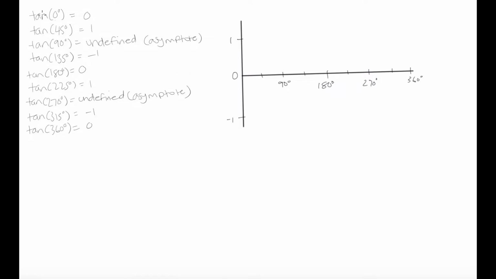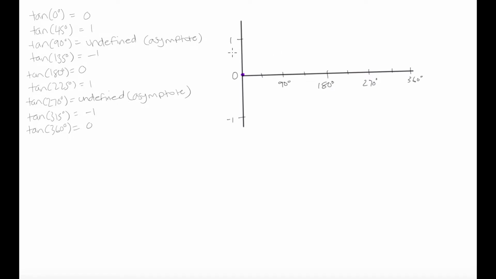So we know that tan of 0 degrees over here is 0. So we're going to have 0 over here. Then at 45 degrees, it's going to have a value of 1. And actually, before I even do this, I should have put in the asymptotes. That's the first thing I should have done. So I'm going to quickly do that now.